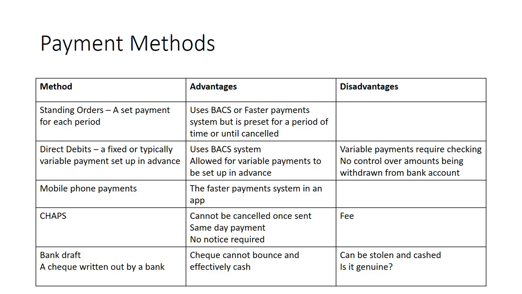But also, CHAPS has an advantage. Faster Payments will take 2 hours to clear and can be cancelled in that time. BACS has 3 days to set up and can be cancelled in 3 days. CHAPS cannot be cancelled once set, and it's the same day payment and no notice required. So what is the advantage of this cannot be cancelled once sent?